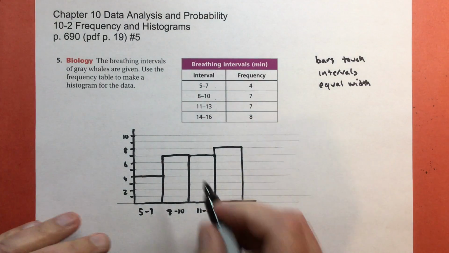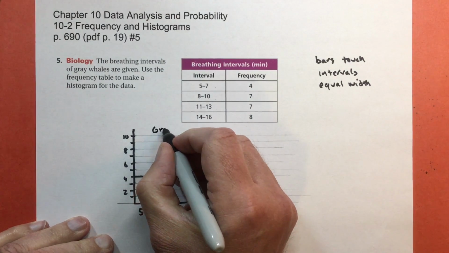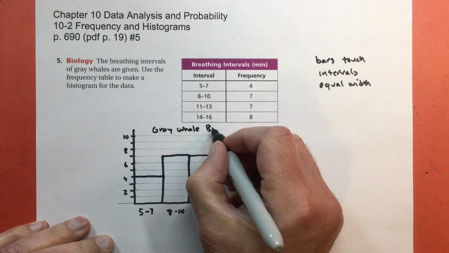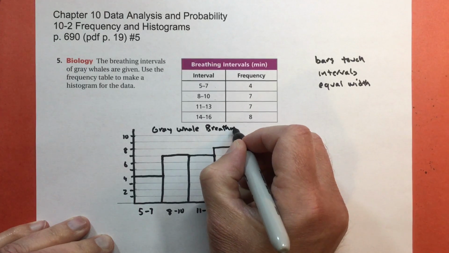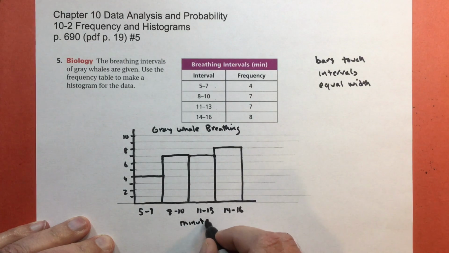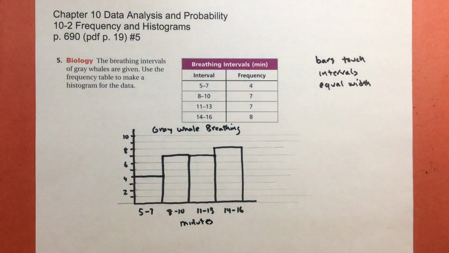I do need to give it a title. So this is gray whale breathing, and these would be minutes, and then of course that represents the frequency.